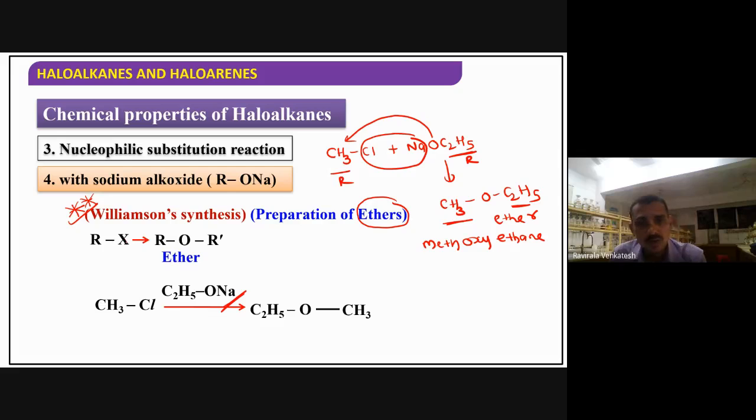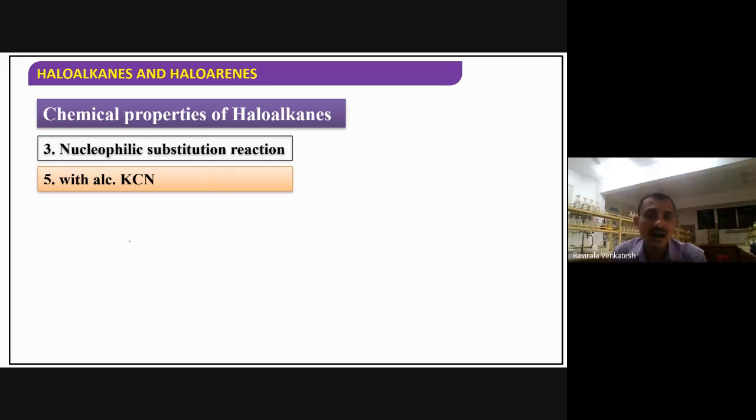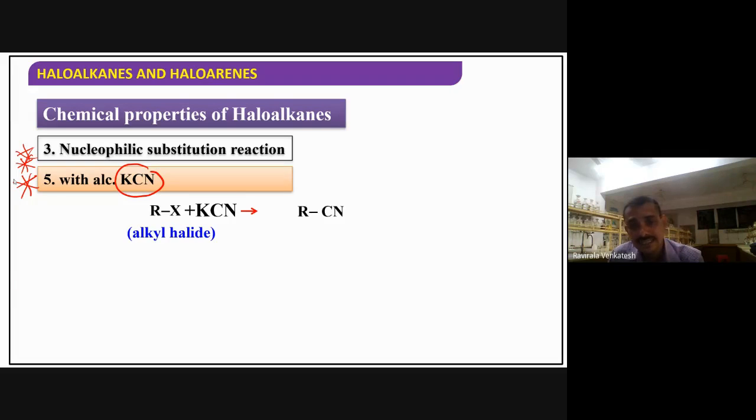Next, we'll move to another reaction, the fifth one, with KCN, and with AgCN, two things will be there. Now, this is very, very important. All of you observe carefully. Everyone must observe this one. When alkyl halide is treated with KCN, we are going to get the cyanide, also called nitrile. The compound we are going to get is a nitrile.